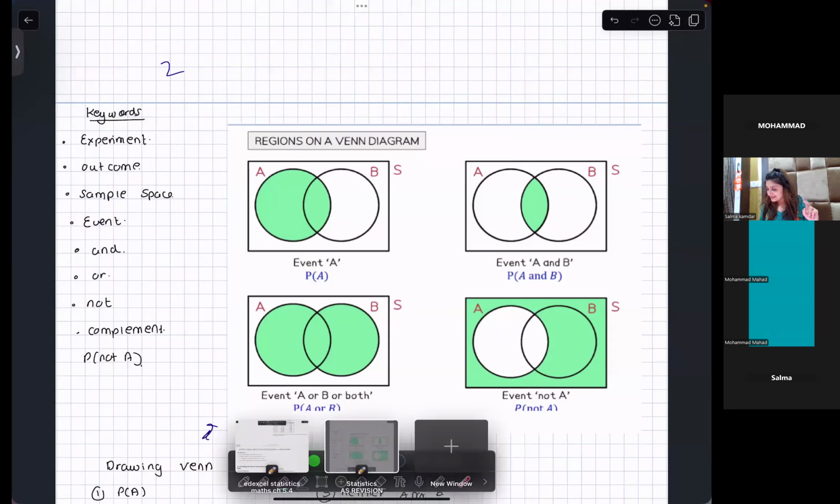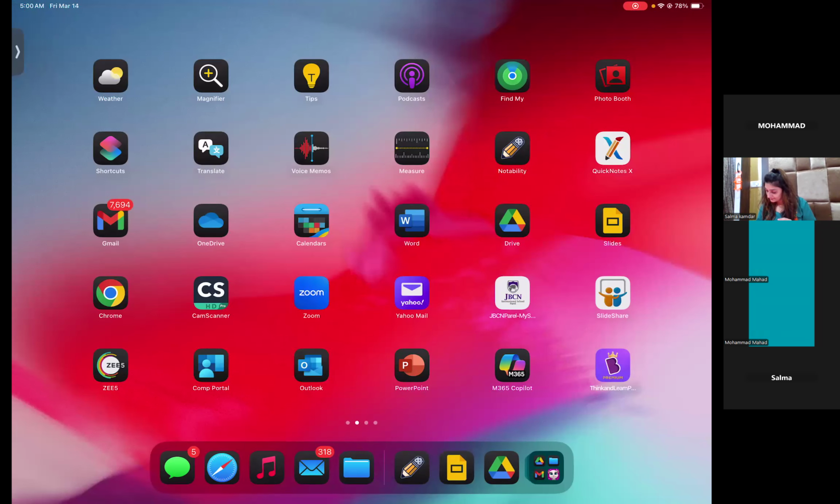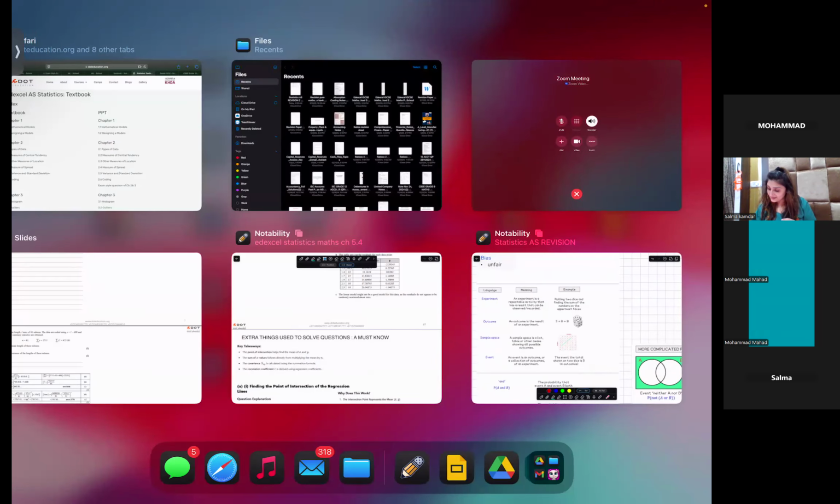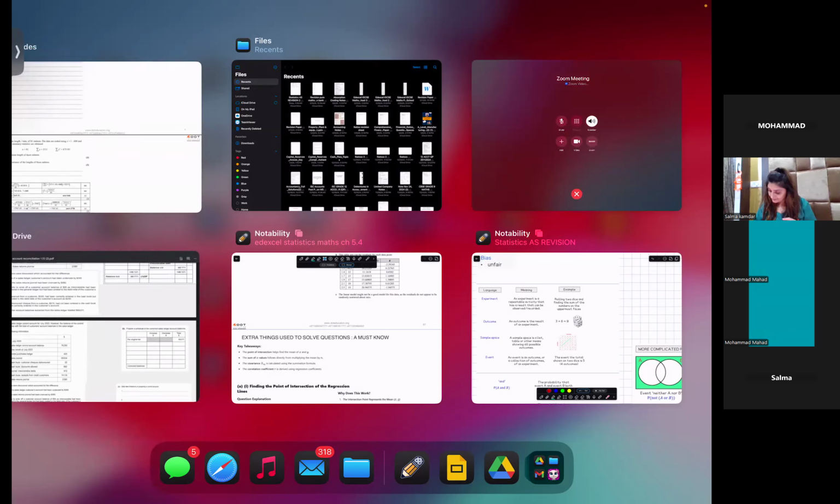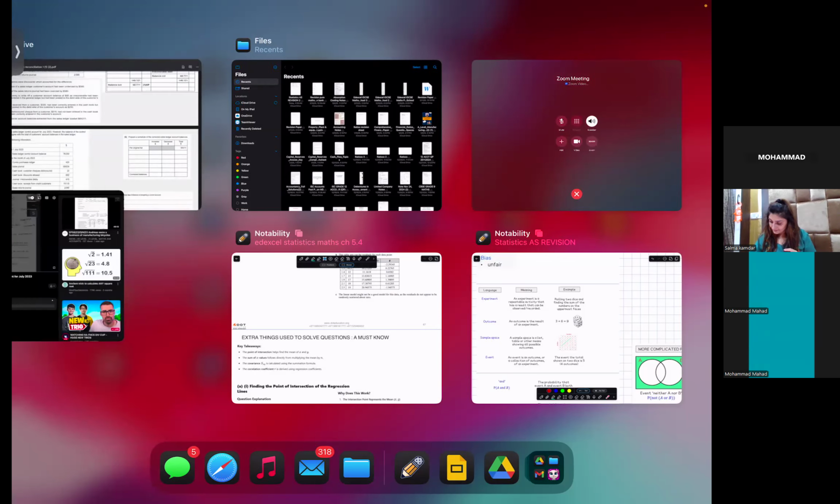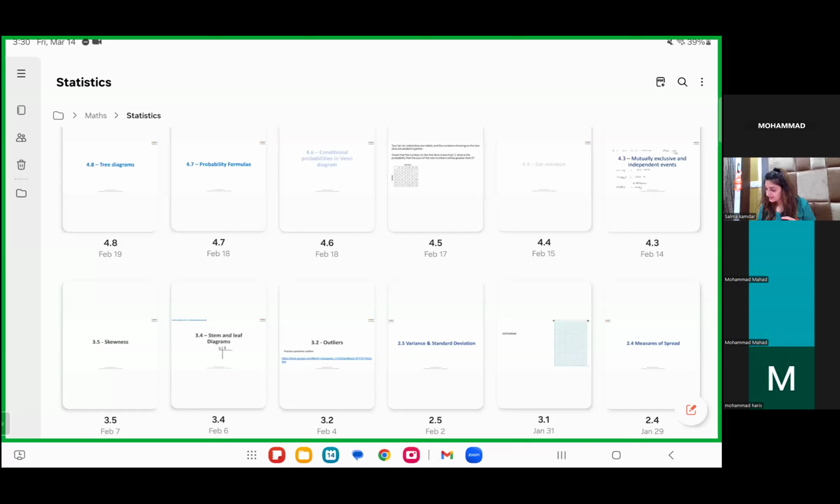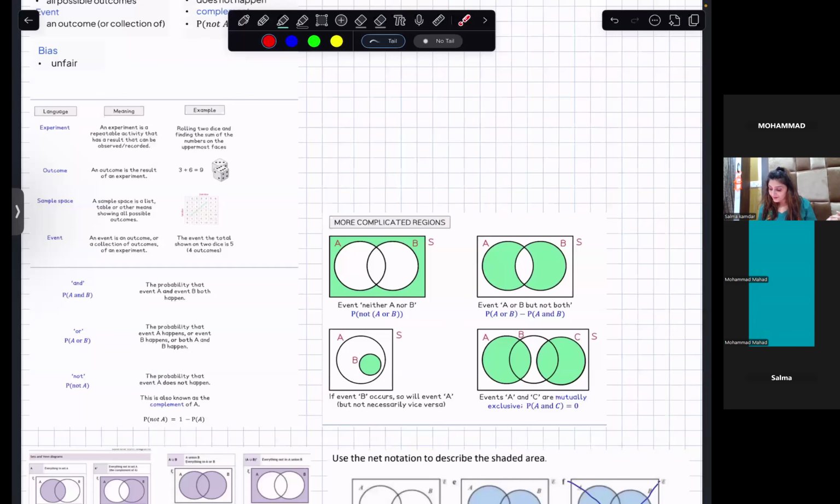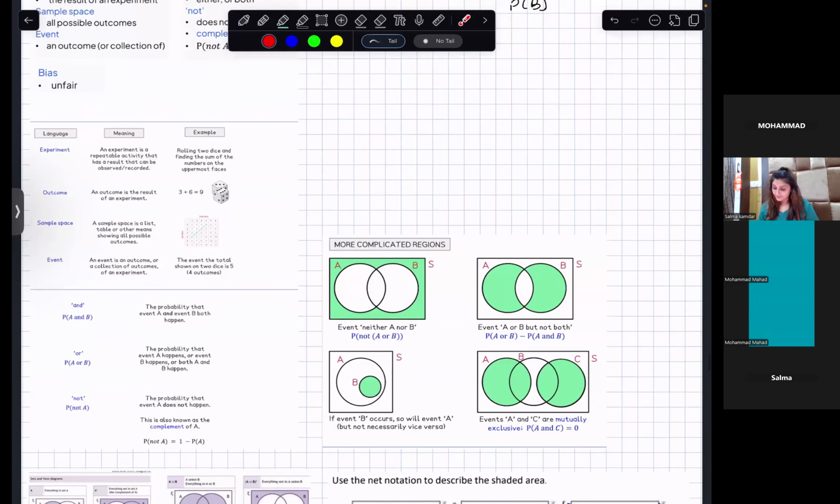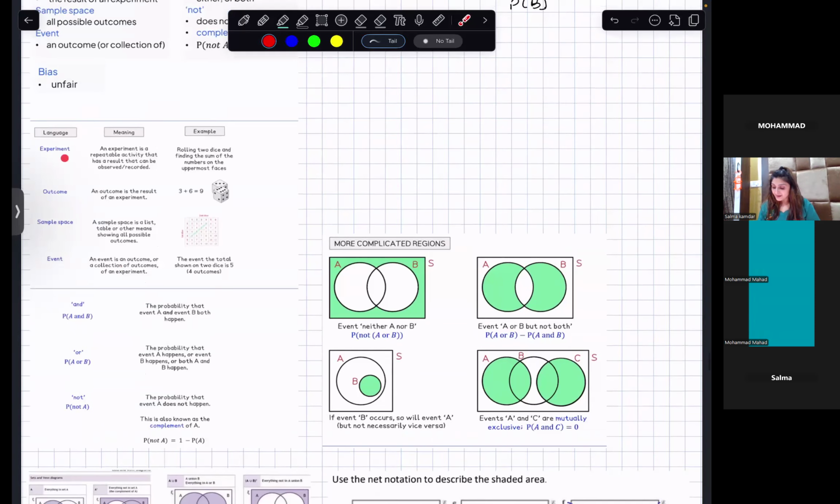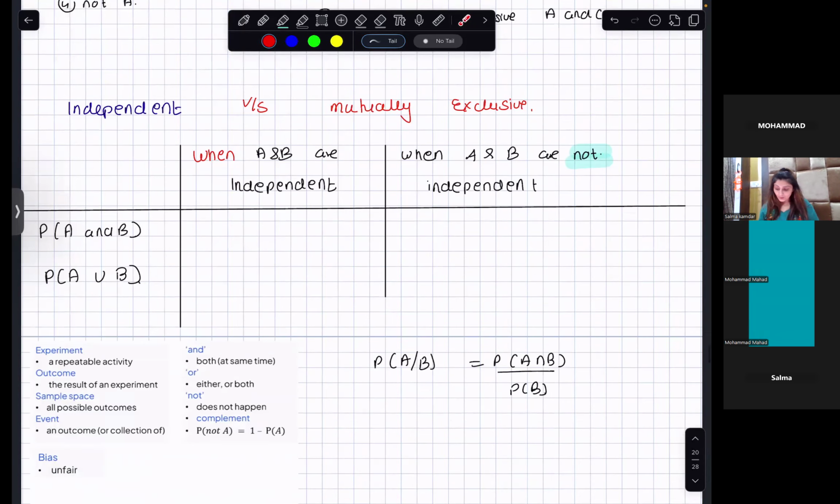What is an experiment? Experiment is something that you do multiple times to get an outcome. What is an outcome? When we talk about an event, event would be the collection of the outcomes. So I have experiment, outcome, sample space, and event. Are you with me?